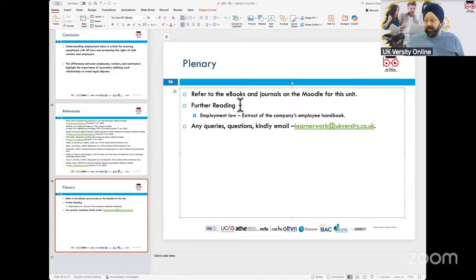So if there are no questions today, then I'd like to end this session here, and I will see you in the next one, wherein we'll be picking up and starting to discuss learning outcome 2, which talks about understanding the laws relating to contracts of employment.